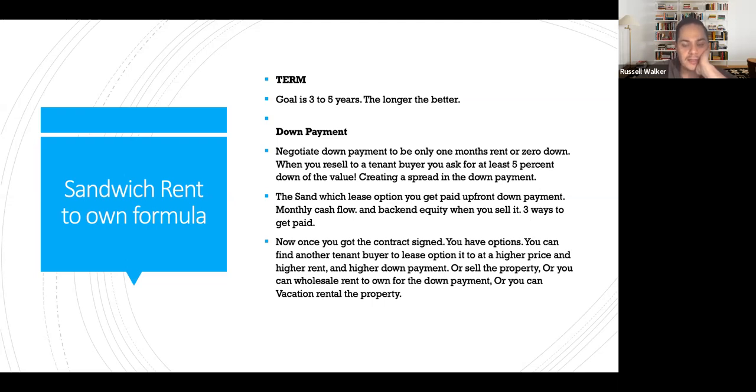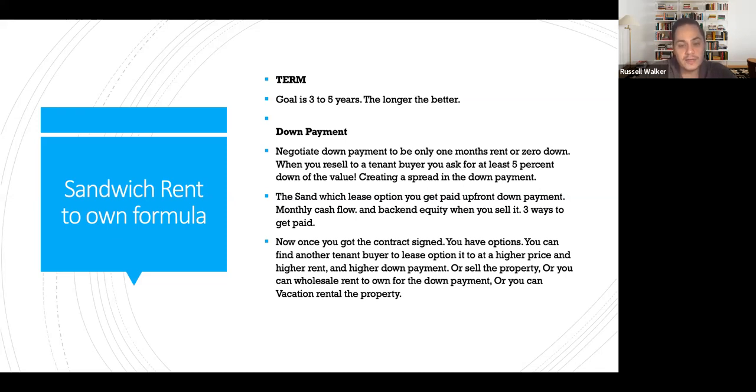Now, once you get the contract signed, again, you have many options. You can do a true sale rent to own, find another tenant buyer to lease it at a higher price, higher rent, higher down payment. You can basically just sell the property right away. So in our contracts that we have with the owners, it says that we have the right to sell it right away. So we can get it under contract at 200,000 today. And if you know the retail value is 240, maybe you want to put it on the market right away for sale. And again, we do a recorded option on title and make sure that when it does sell, we're going to get paid.